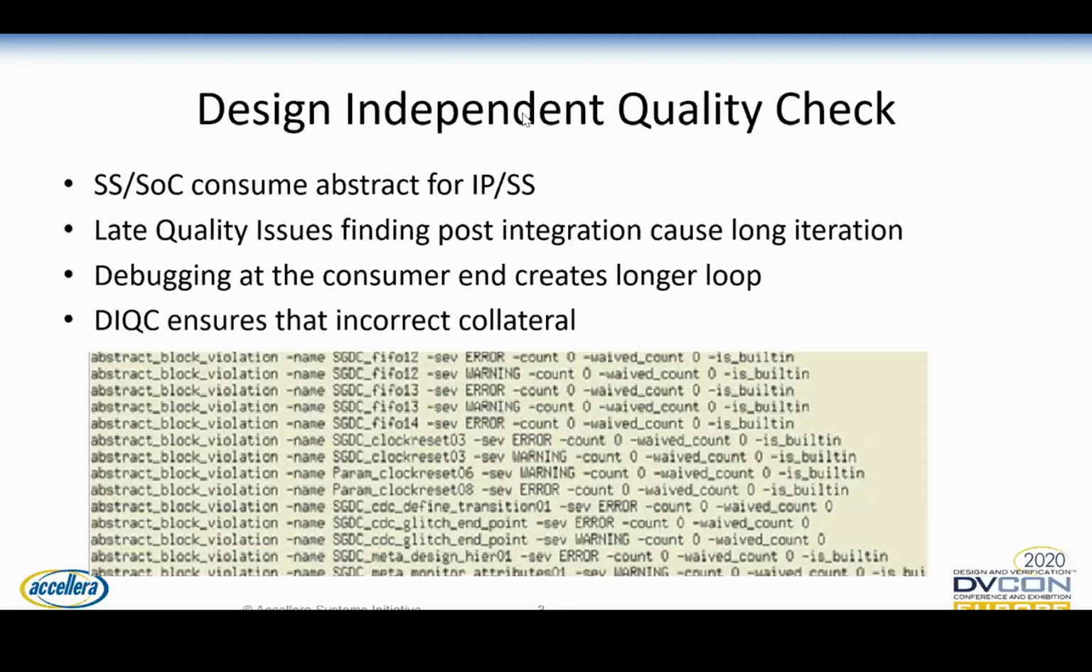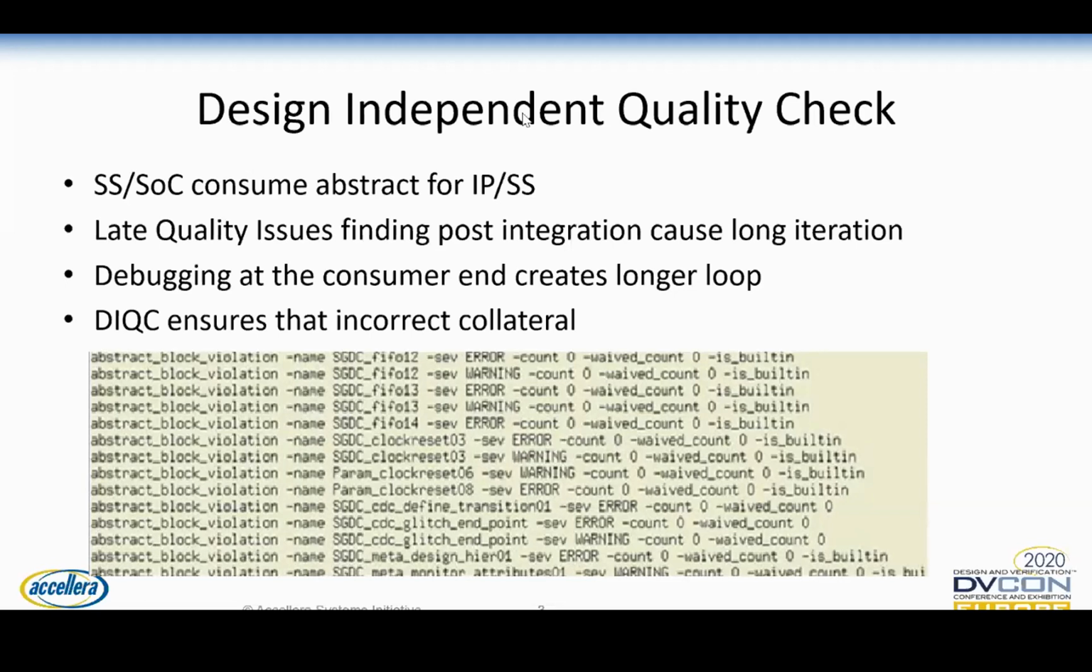So every time we ensure that whenever we source any of the IP or subsystem abstract model, there should not be any issues. Any abstract model should not be left with any violation, right? So upfront we give the feedback. Earlier, every time we had to go through the integration process wherein the CDC run is completed, it flags some violation, and then we give the feedback to the IP guys or the subsystem guy, and the loop is really long, right? And debugging at the customer end creates an even longer loop, right?